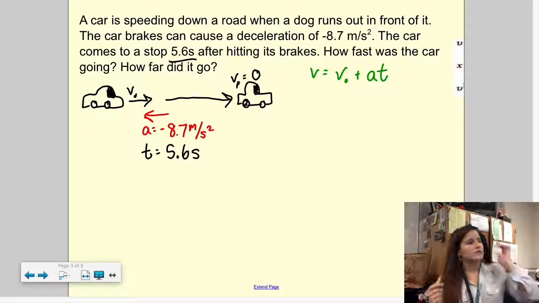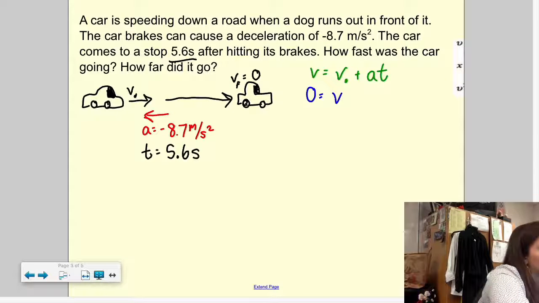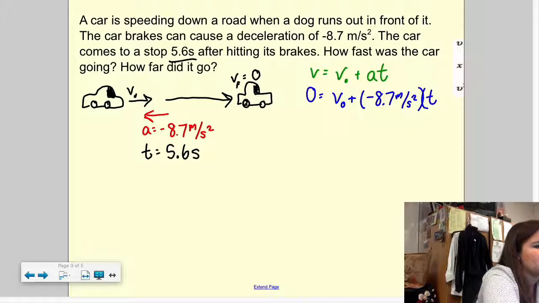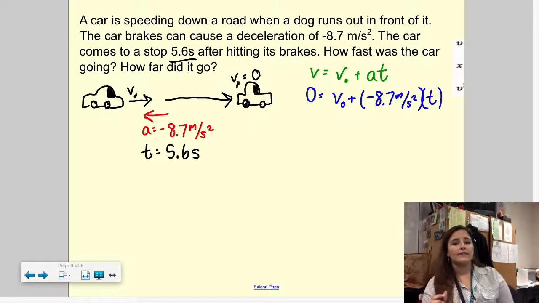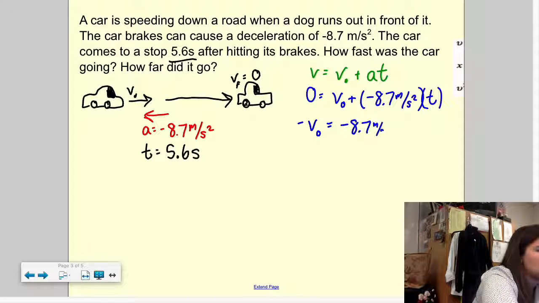Okay, so let's go ahead and solve it. We have our V final, which is 0. We don't know our V initial, that's what we're looking for, plus acceleration, which is negative 8.7 meters per second squared, times time. We need to get the V initial by itself, so first we're going to move that V initial over to the negative side. That makes it become negative. So negative initial velocity equals negative 8.7 meters per second squared times time.